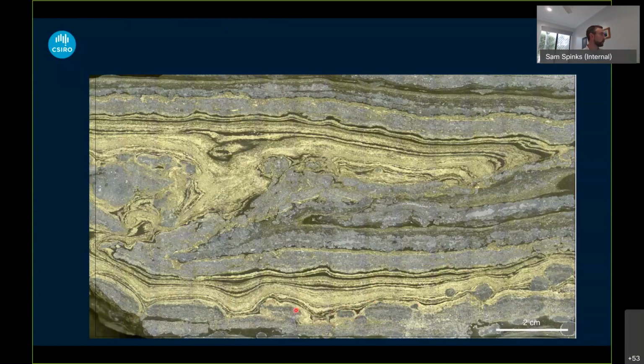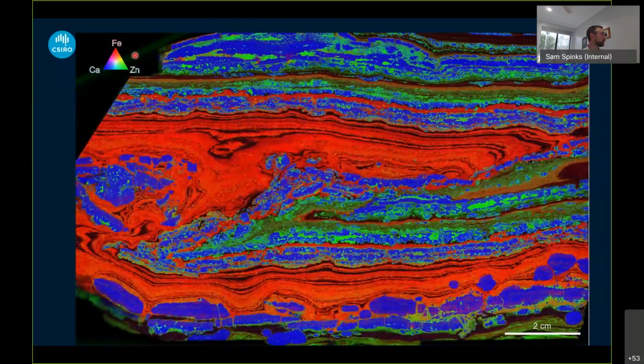If we then switch on the RGB Maia map, the same color scale as before, we can see that the same observations are made here, where we have sphalerite that occurs exclusively within the carbonate, and almost none of it at all occurs in these laminated syn-depositional layers.